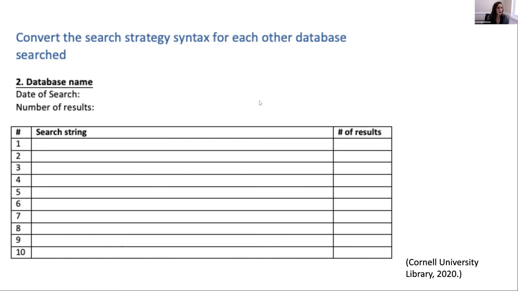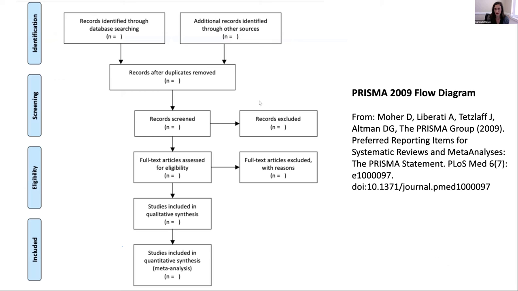And the last slide here is the PRISMA flow diagram. So this oftentimes is published or can be published in your final systematic review. And this helps you walk through records identified, records after duplicates were removed, and so on.